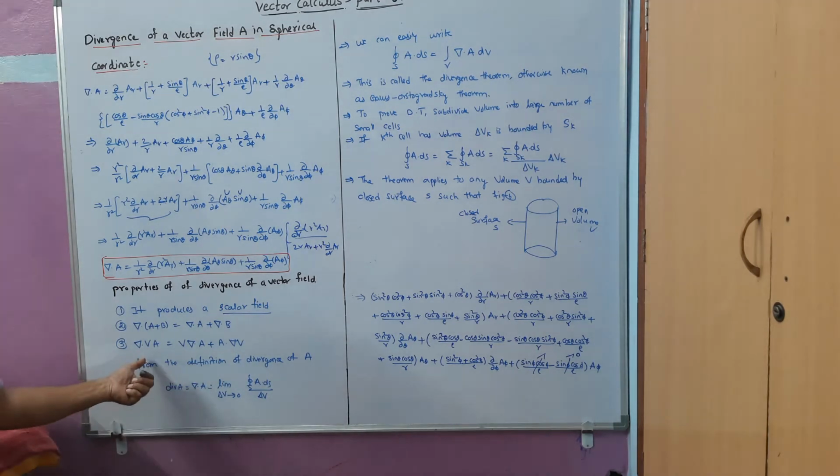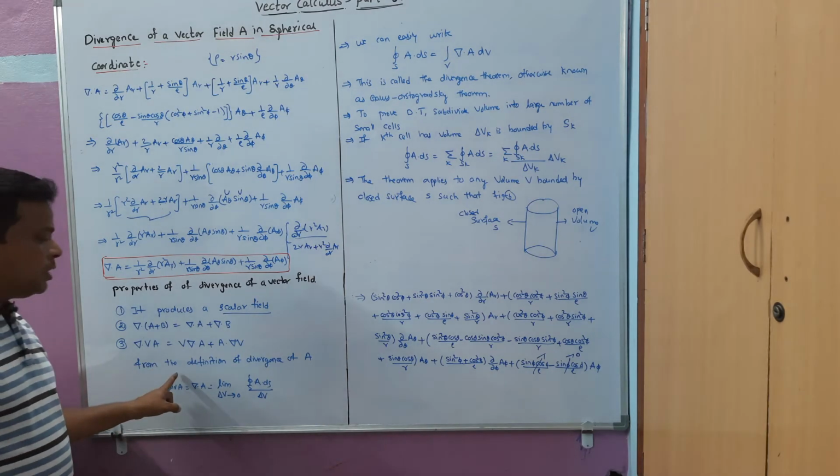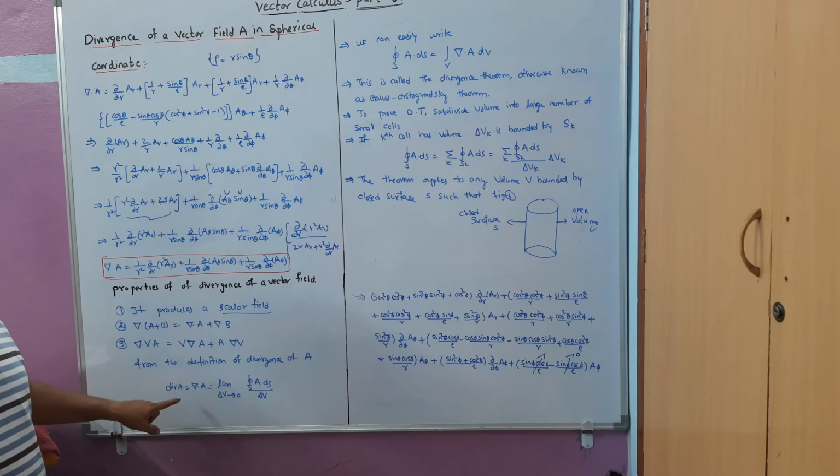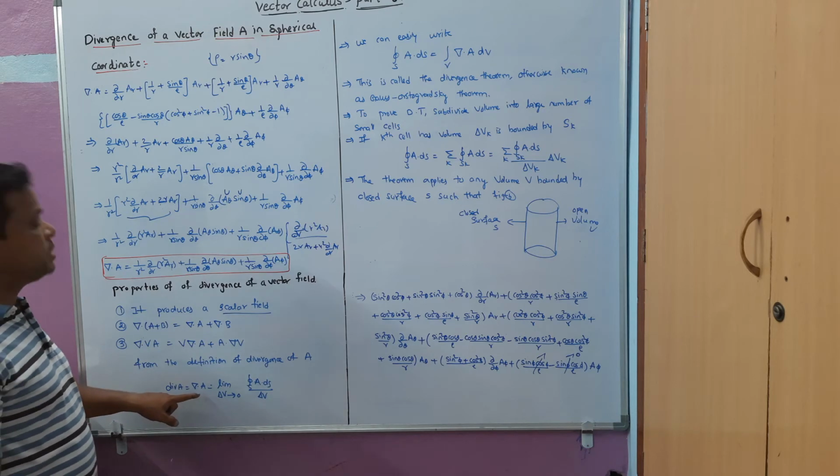So this is also one of the operations, one of the properties which we are going to study. Now we will recall the definition of divergence which we have seen in the previous lecture video, that is, in lecture video 6 here.